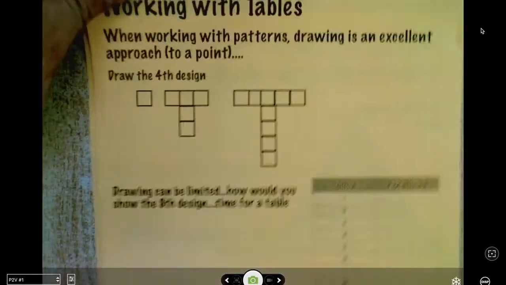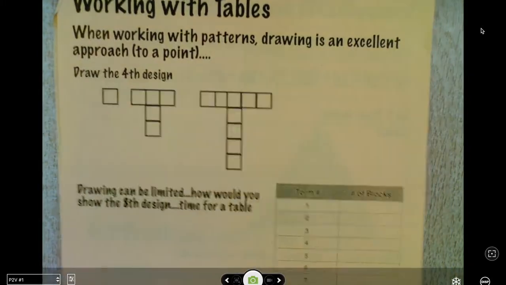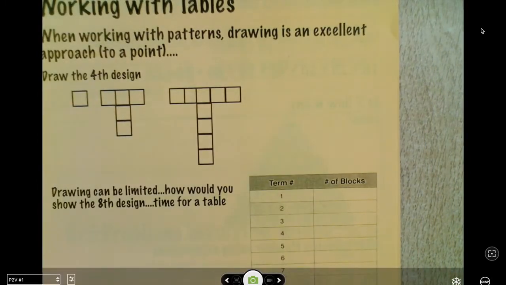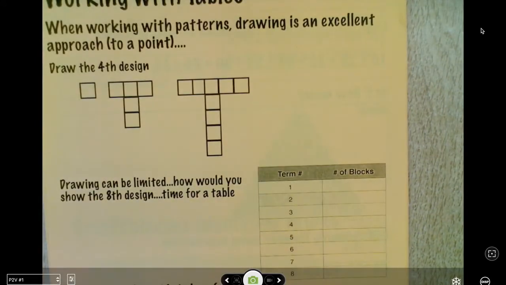Now let's take a look at this. This is mostly about working with tables. Sometimes in patterns though, we can make diagrams. And we do a diagram like this. There is some merit in doing that, and that is helpful. After a while though, the diagram gets so large that it's a little easier to go to a table.